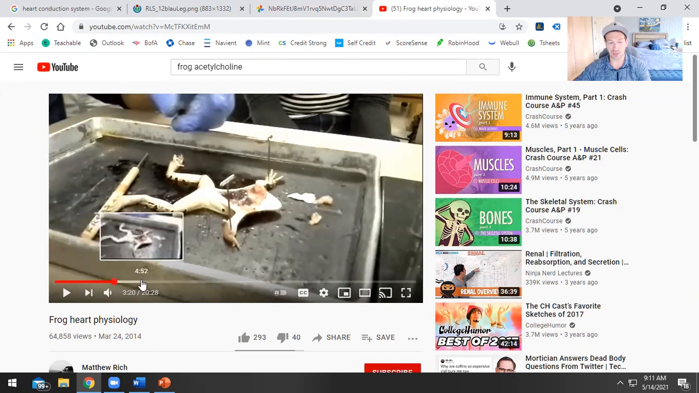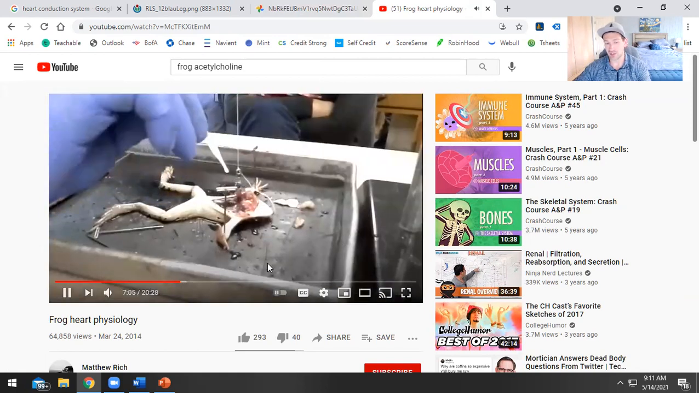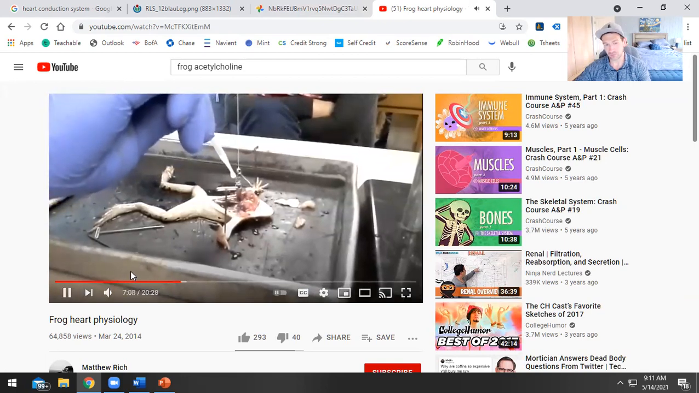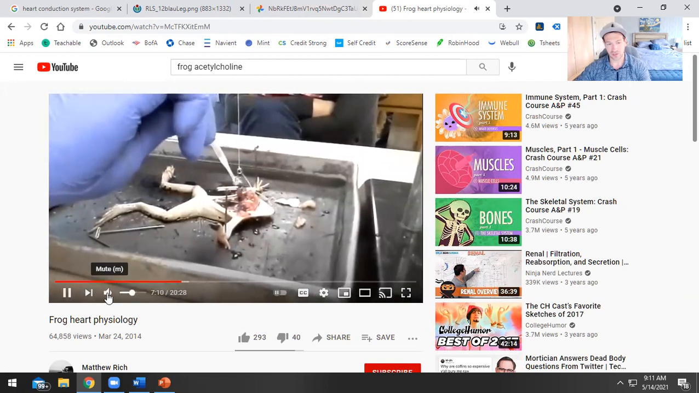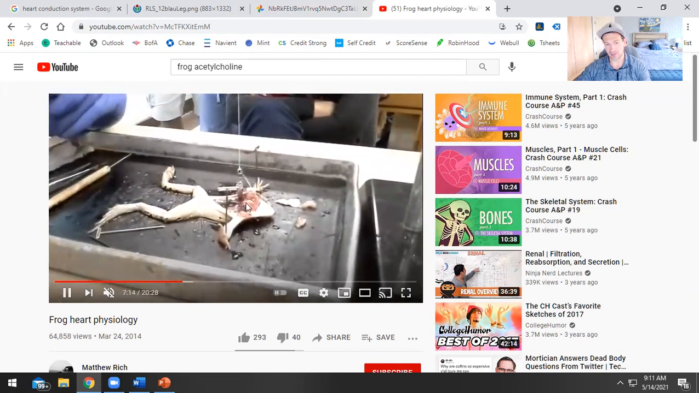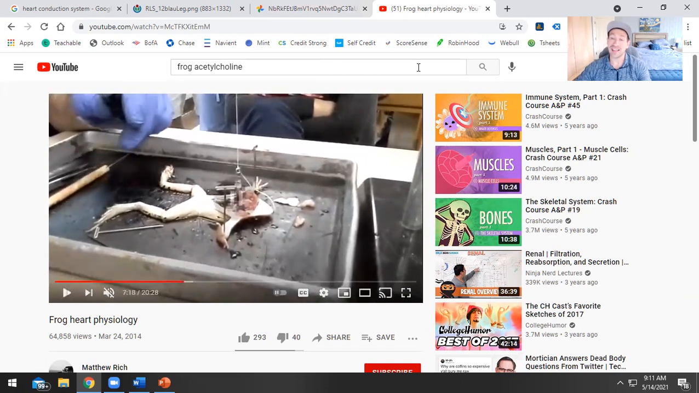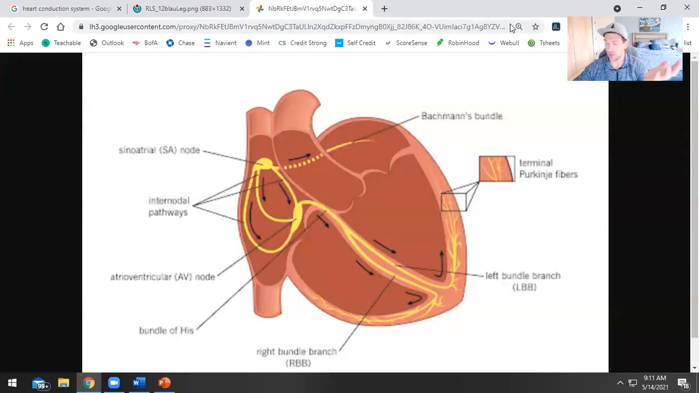But what they're going to do here is he's going to drop a little piece of acetylcholine on here, and that's actually going to stimulate contractions in his heart. Toxin in here. Hopefully it's fresh. And so you'll notice you can actually see the heart starts beating, right? These little tiny contractions there. And so that's like a chemical that triggers this to happen.